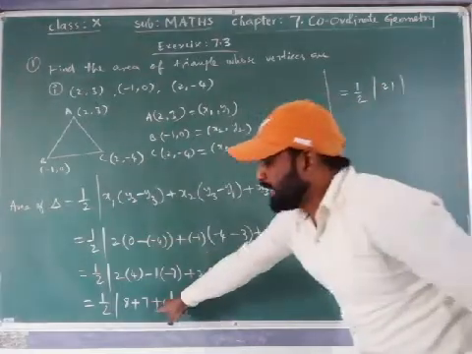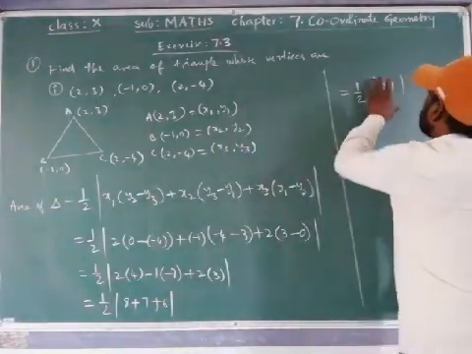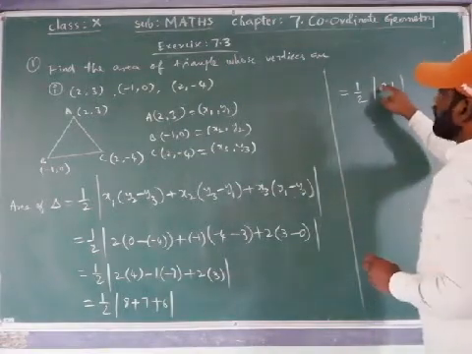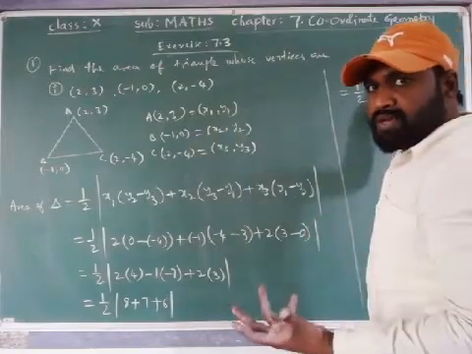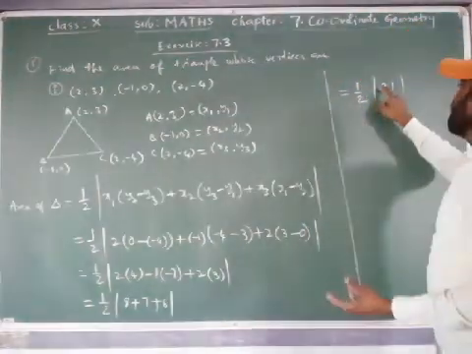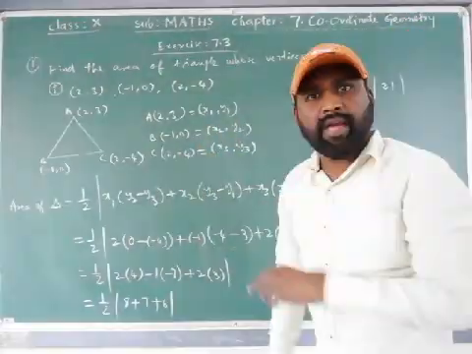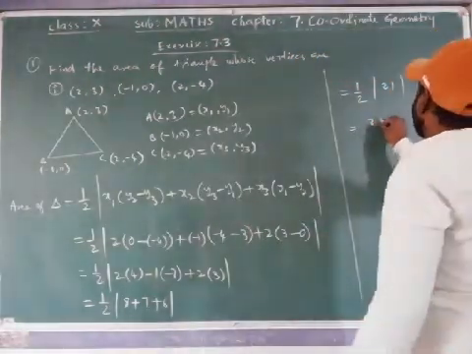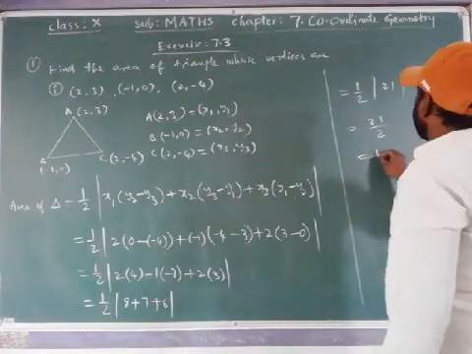Sometimes you may get negative. That time also you have to take the positive value only. This is called absolute value. Whatever negative comes inside, the value becomes positive only. You have to take only the positive value. Why? Because this is area. Area of any figure cannot be negative. That is why. So 21 by 2, which is how much? 10.5.